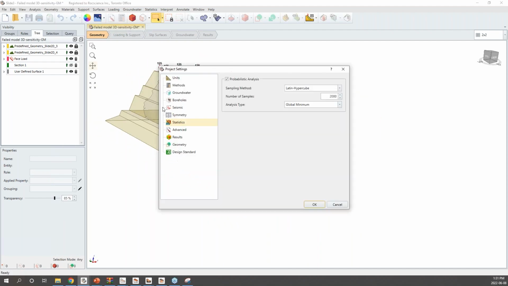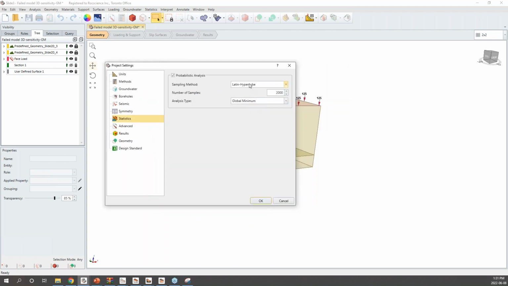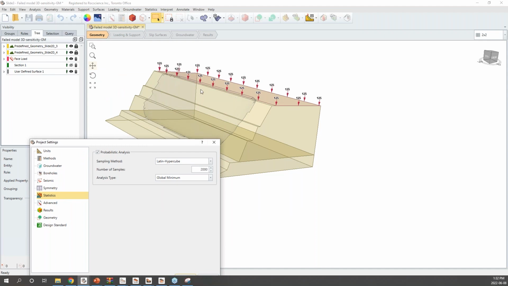And then we want to set up statistics. So this one we're going to run with global minimum. So same thing, we already have the surface. We don't need to search other options. So global minimum. And global minimum is actually super fast, so there's no need to use response surface ever if you're using global minimum. So Latin hypercube 2000 samples.